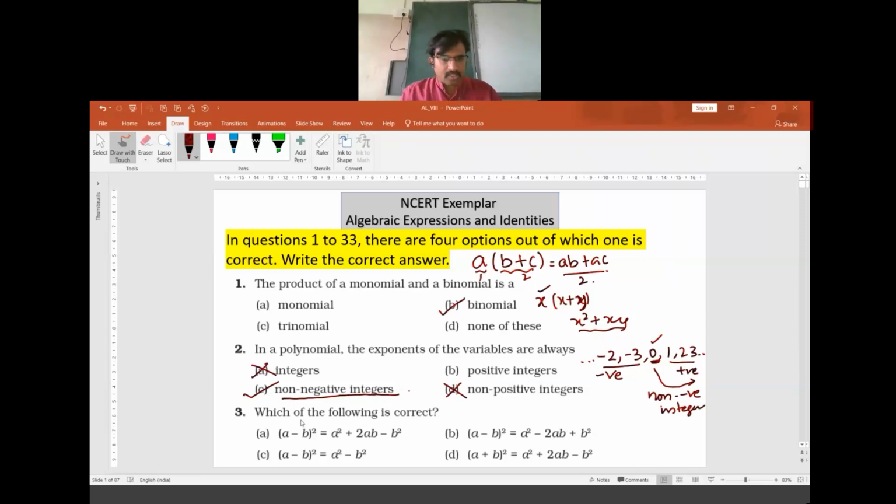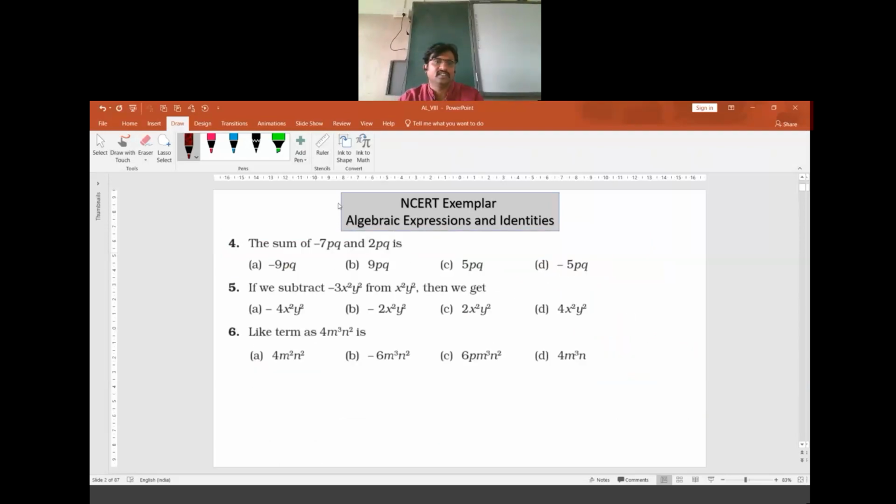Taking question 3, which of the following is correct? A minus b whole square is a square minus b square plus 2ab? Sir, option B, a square plus b square minus 2ab. So undoubtedly option B is correct. Yes, sir.